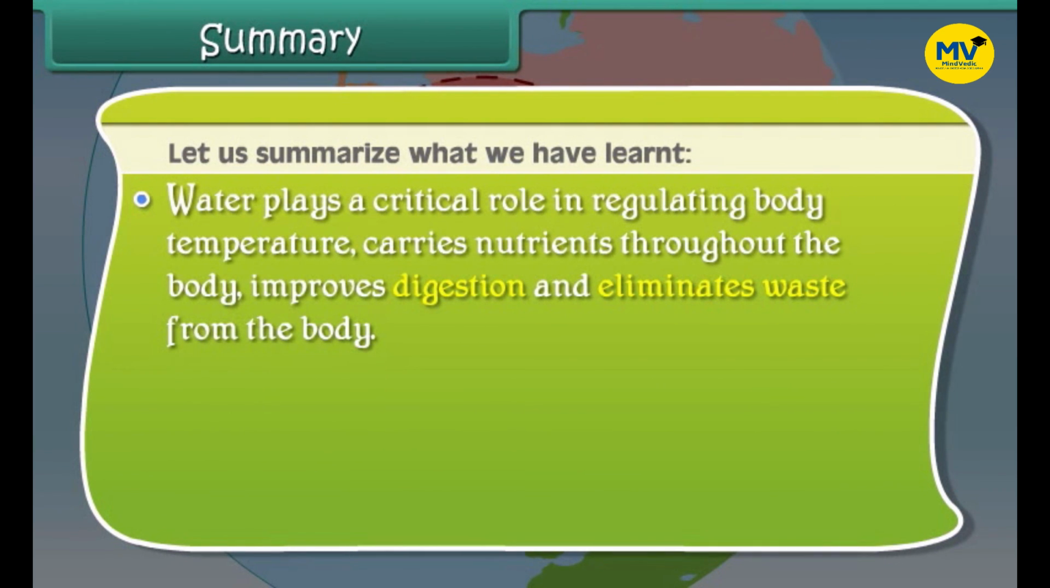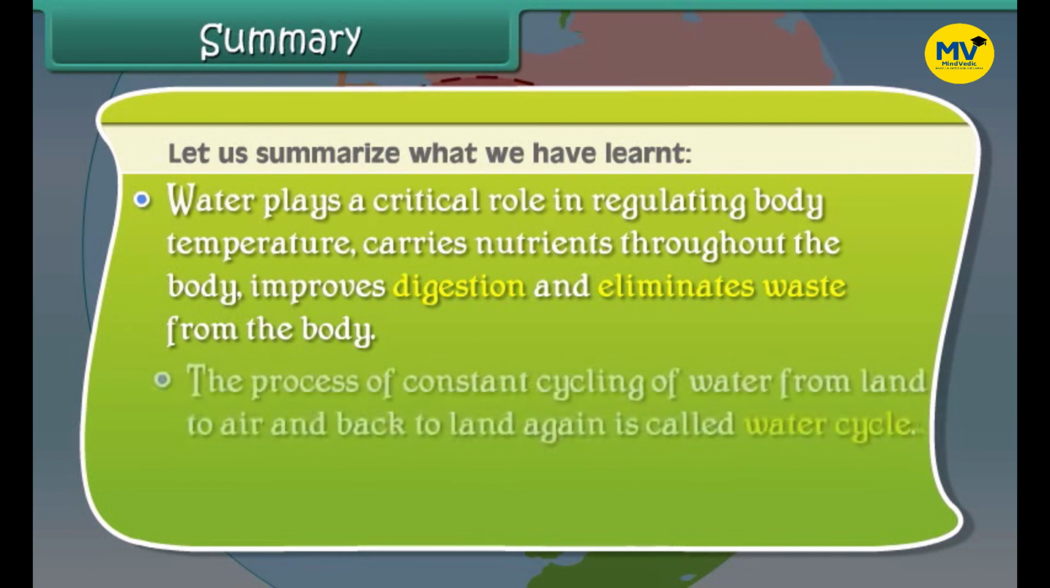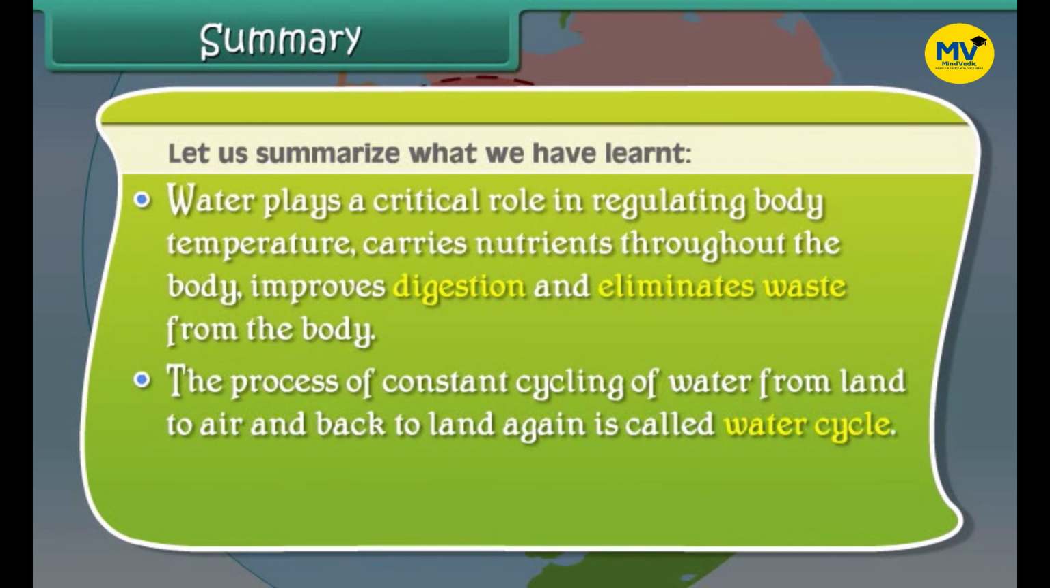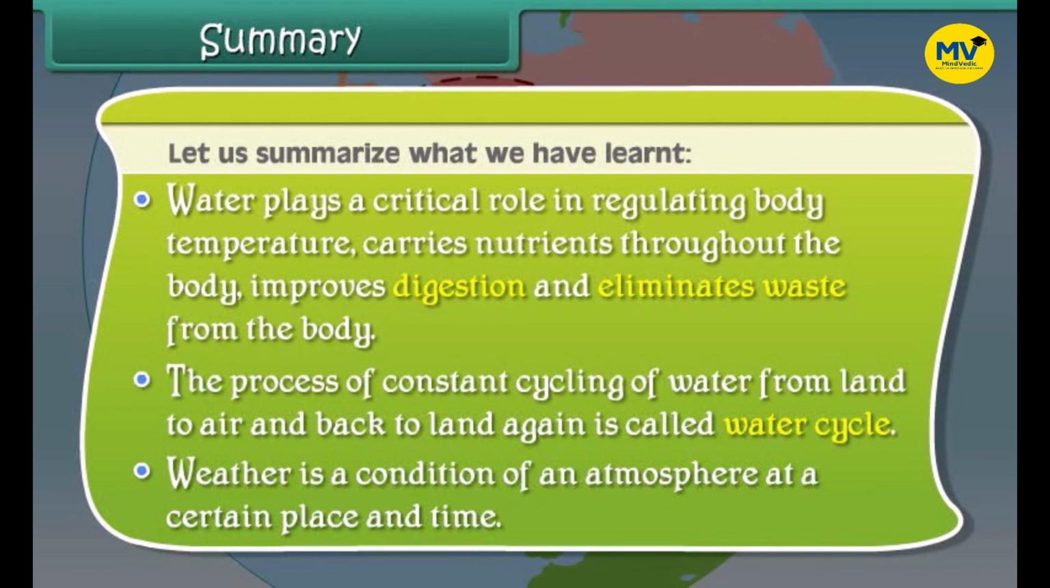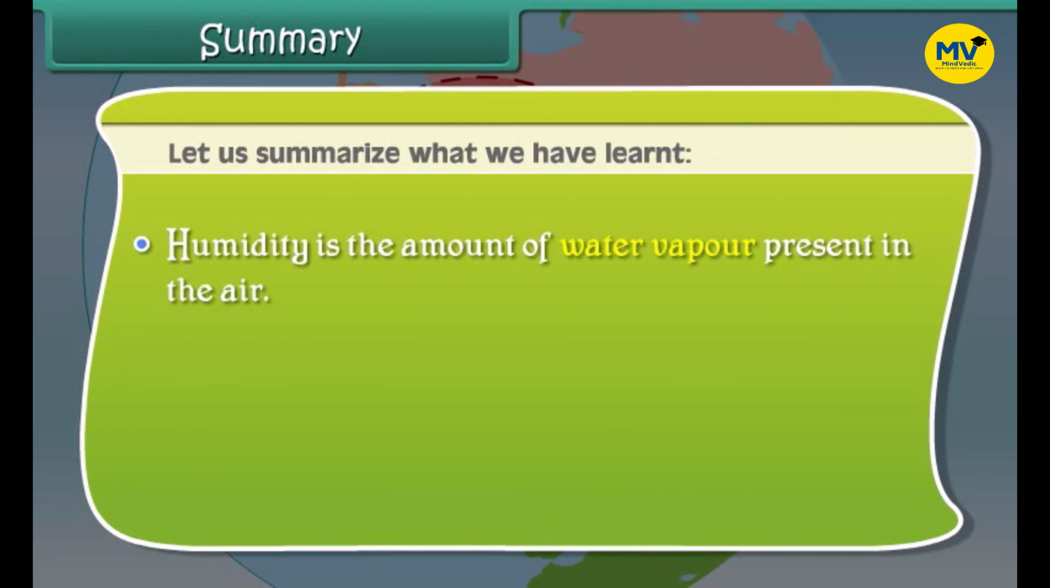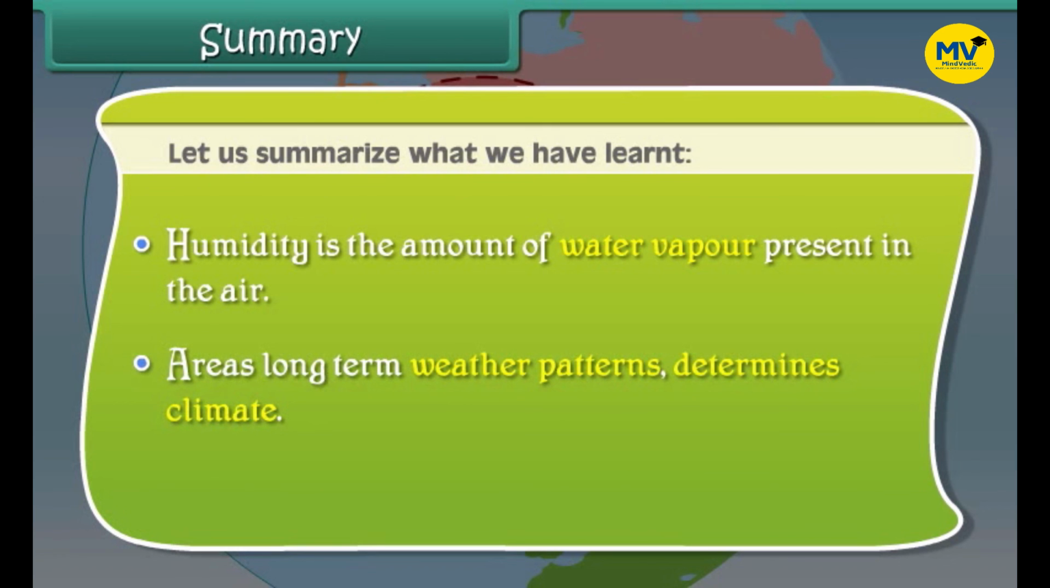Water plays a critical role in regulating body temperature, carries nutrients throughout the body, improves digestion, and eliminates waste from the body. The process of constant cycling of water from land to air and back to land again is called water cycle. Weather is a condition of an atmosphere at a certain place and time. Humidity is the amount of water vapor present in the air. Area's long-term weather patterns determines the climate.